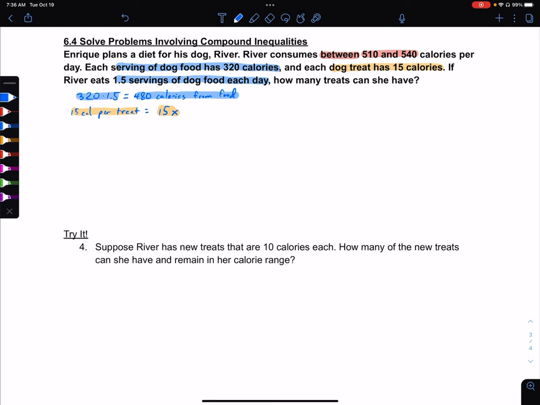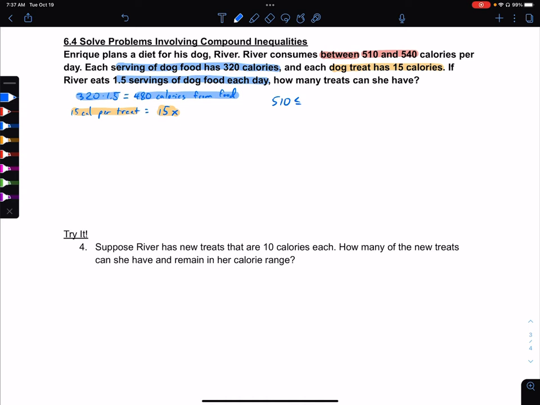All right, so now that we have that information, we can set up an inequality. We know that River consumes between 510, so that is our lowest amount, which is going to be the minimum. So this is going to be an and statement, right? Because we're looking for between these two numbers, not or. It's not one or the other. It has to be between them.